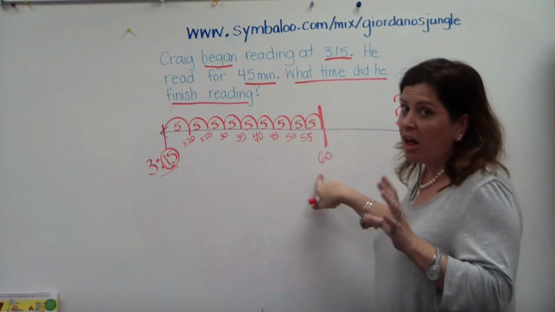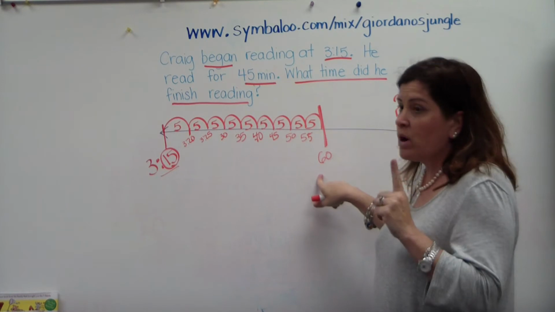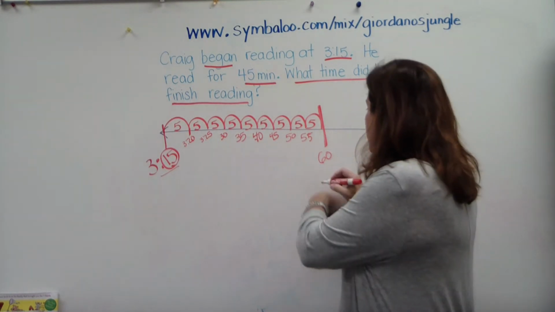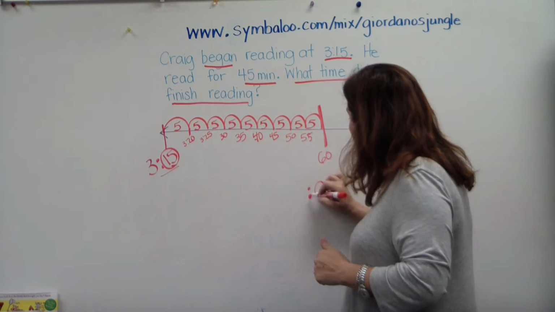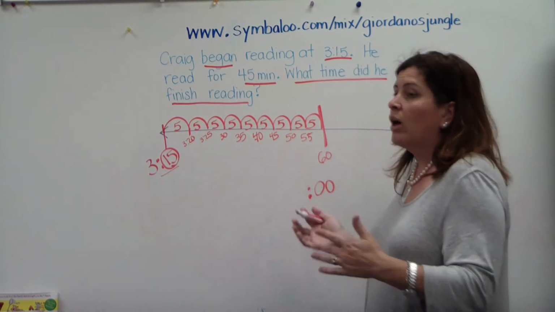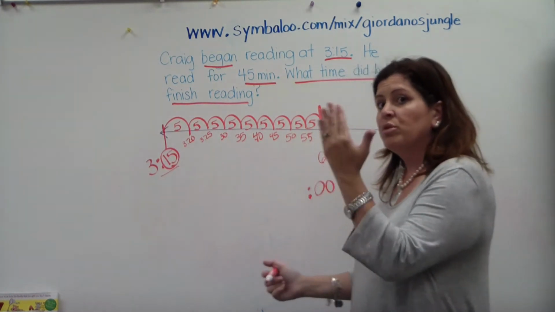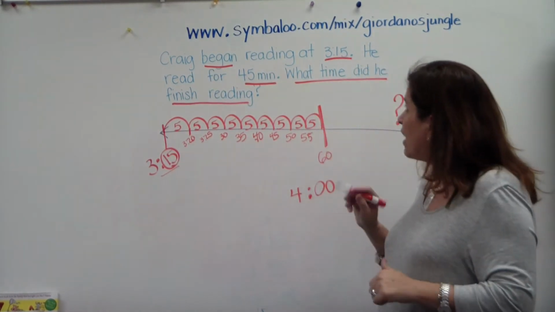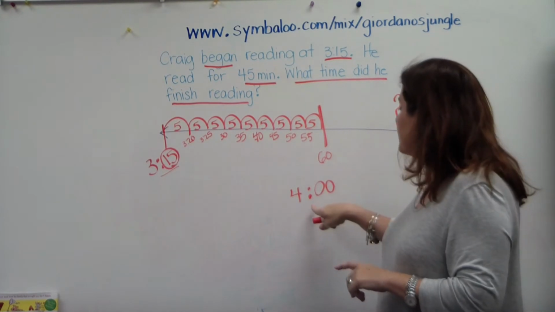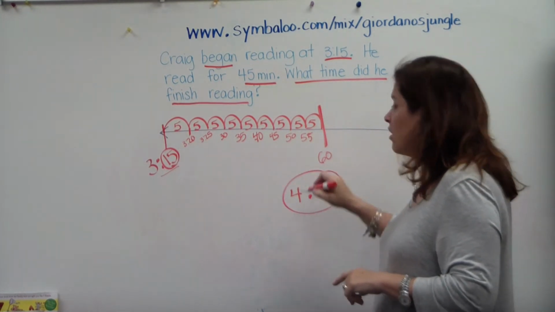Okay? But in clock language, we know that 60 minutes is 1 hour, right? And when we move up to a next hour, it becomes o'clock, right? So our o'clock is going to be what? Well, our hour was 3. We've moved up to the next hour, which is 4. So therefore, Craig began reading at 3:15, but he stopped reading at 4 o'clock.